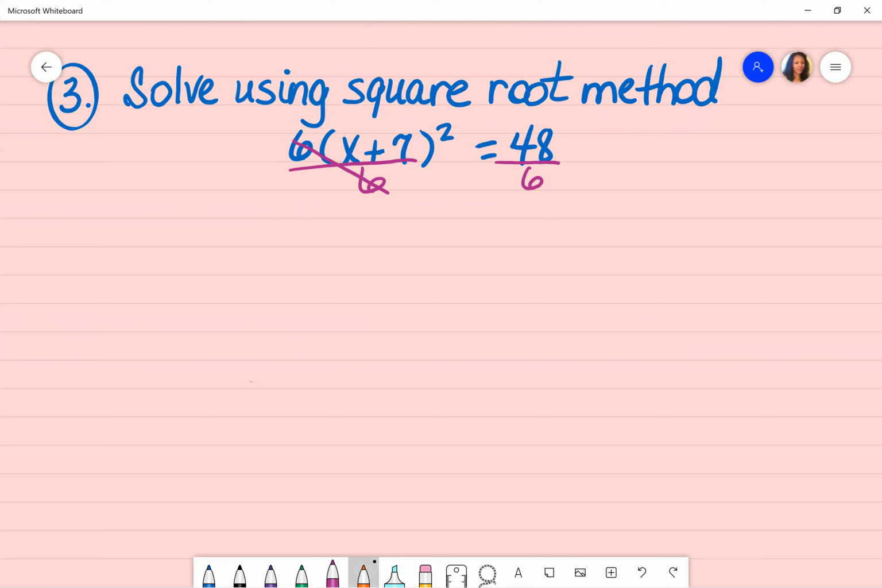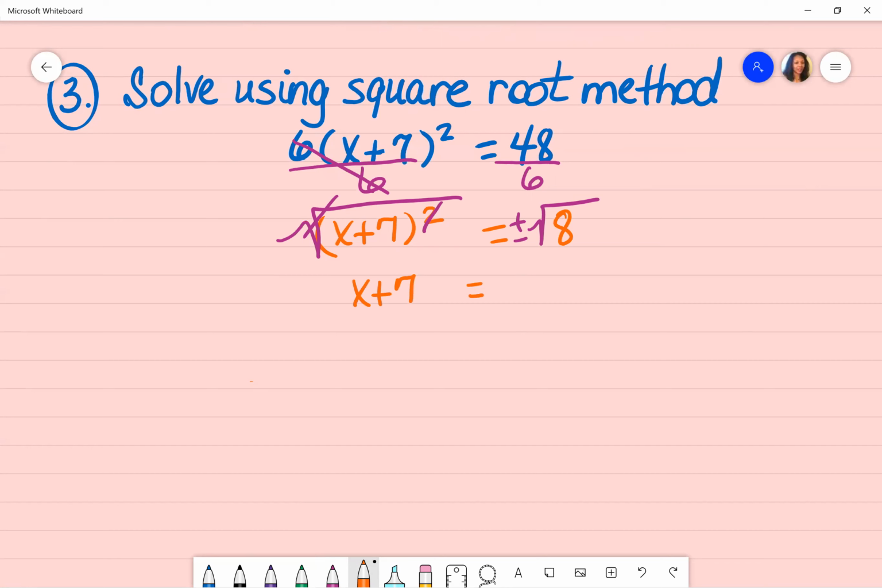Now I can bring down my x plus 7 squared, and I can set it equal to 48 divided by 6, which is 8. Now I can use my square root method. Take the square root of this side plus or minus the square root of this side. The purpose is to get rid of that square, bring down my x plus 7, set it equal to plus or minus. Now, with my square root of 8, I can simplify that further using the factors 4 times 2. Well, I noticed that the square root of 4 is actually 2. So this can come out from under the radical, but the square root of 2 cannot. So this is what it looks like.